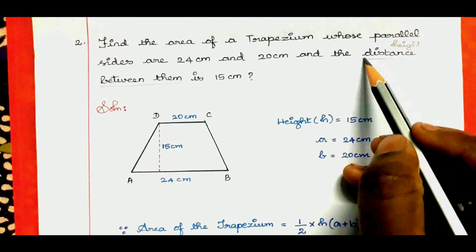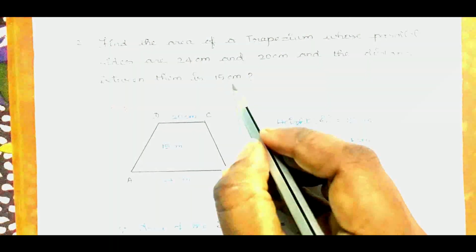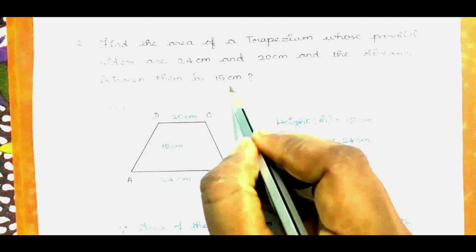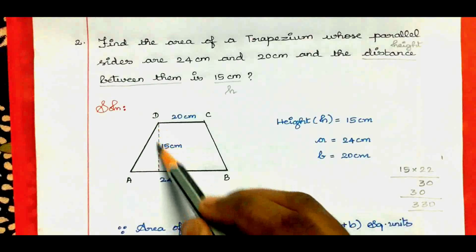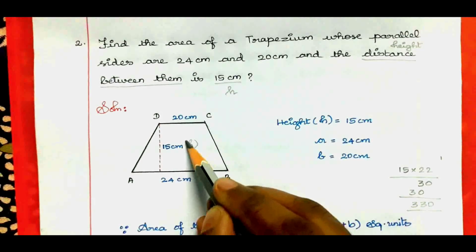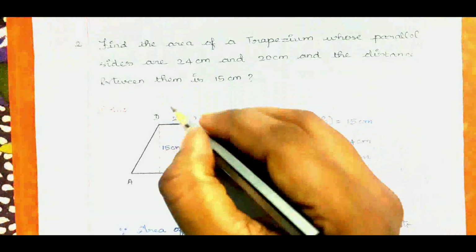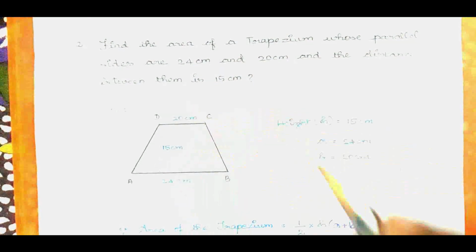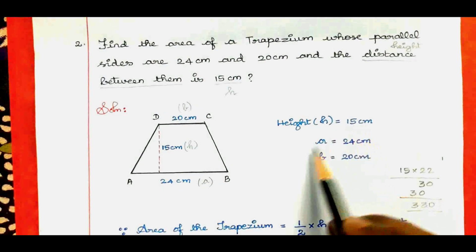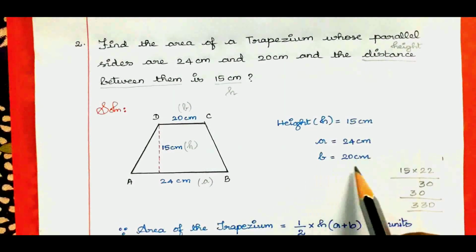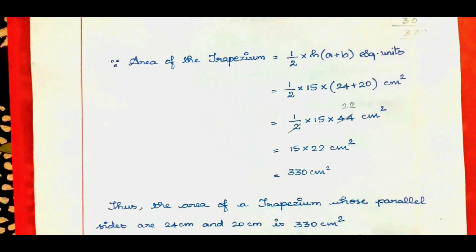Therefore, from the question we are clear that the distance between them is 15 centimeter. Therefore, this 15 centimeter represents the height. Okay, so now check here, height is 15. One of the parallel sides which is biggest is A, and the other parallel side is named B. So from the figure we are clear that height is 15 centimeter, A is 24 centimeter, B is 20 centimeter. Clear? Now we'll move on to the solution.